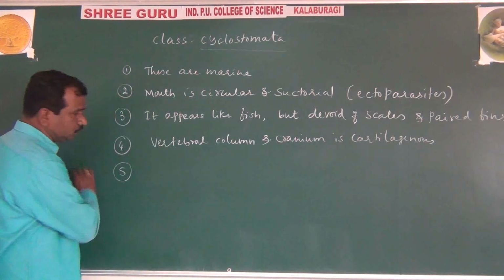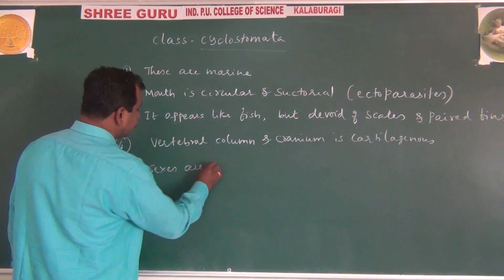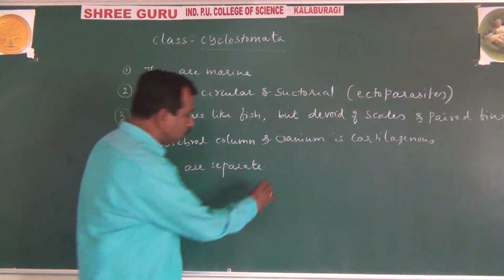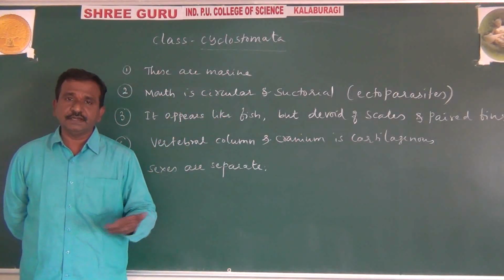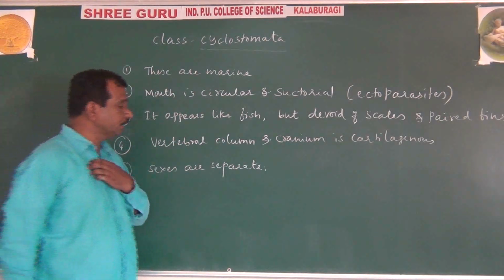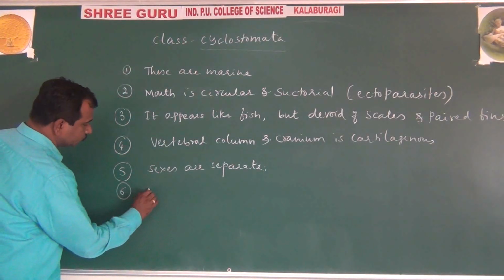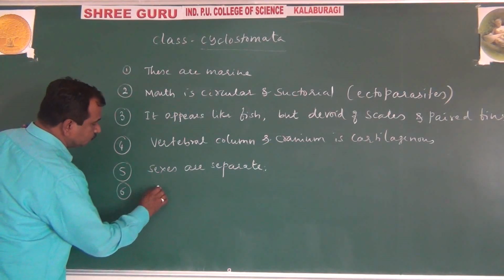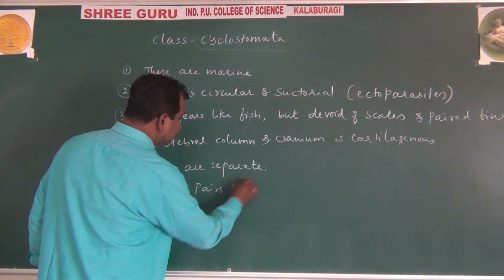Next, the fifth important character. No doubt, sexes are separate. And even the excretion takes place from the kidney. That is a common character, necessary to write. Sexes are separate. The number of gills: around 6 to 15 pairs of gill slits are present.